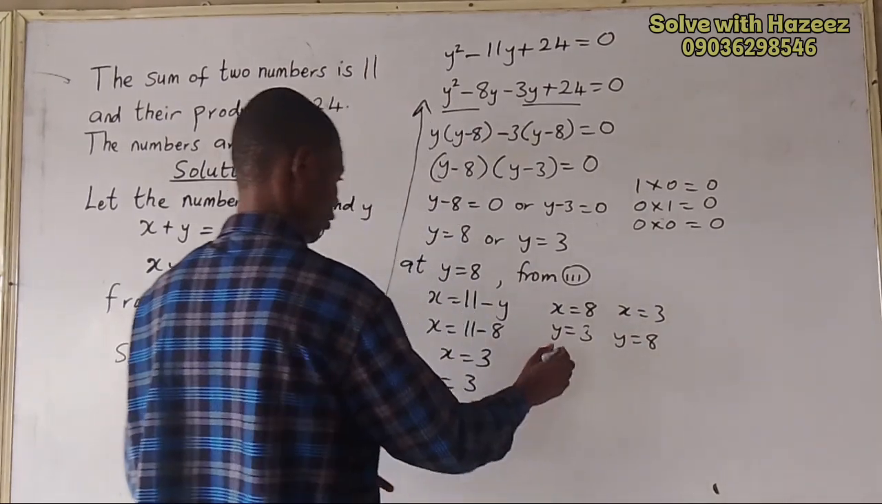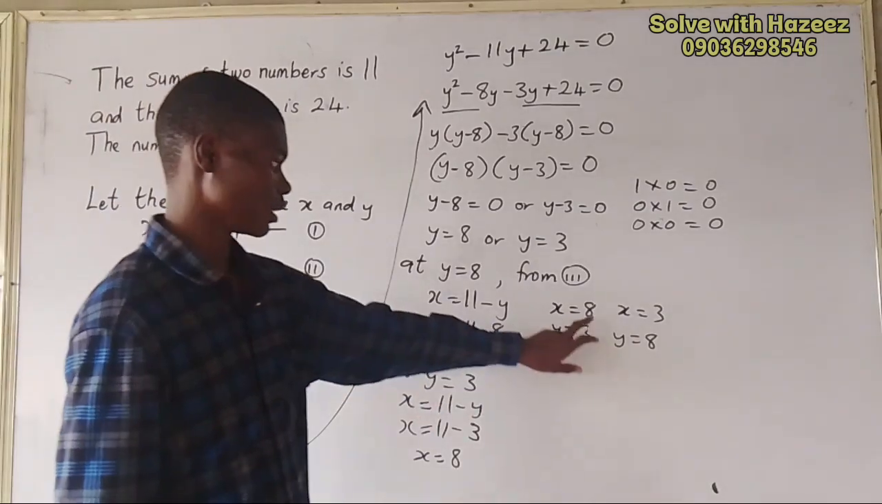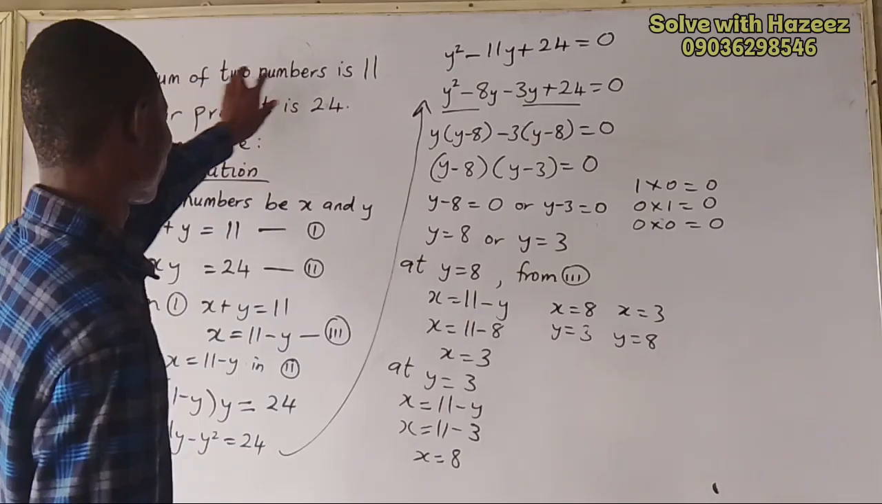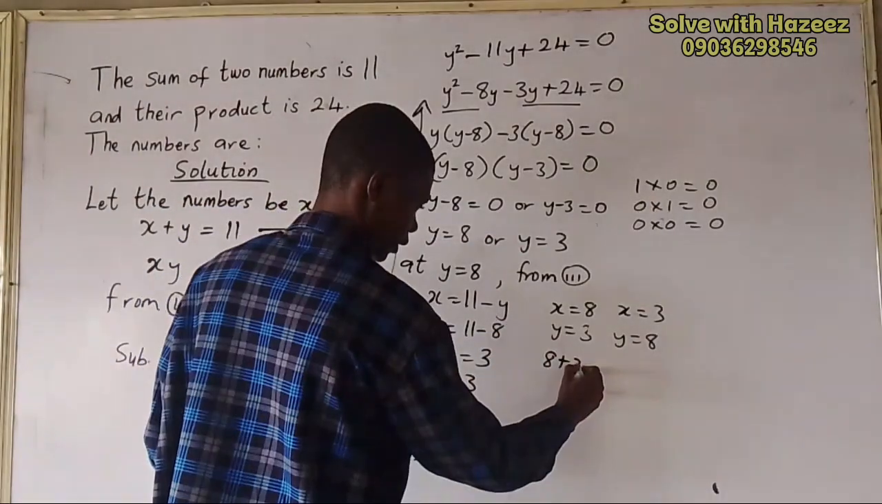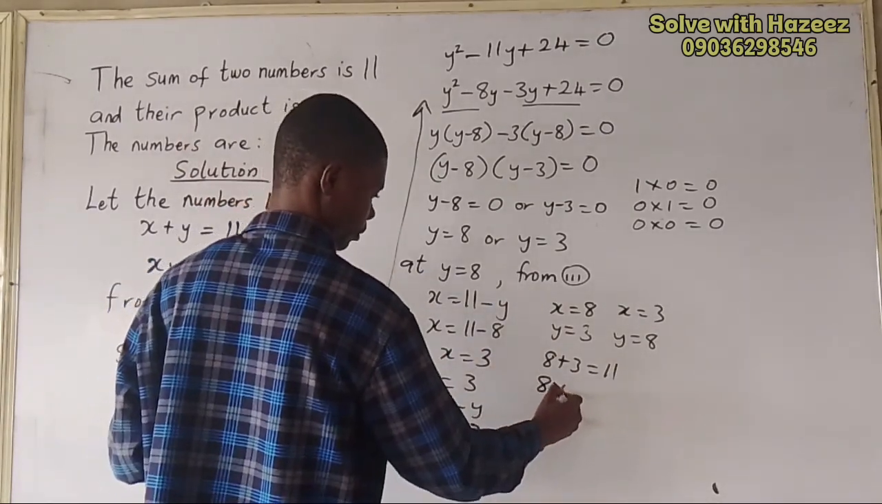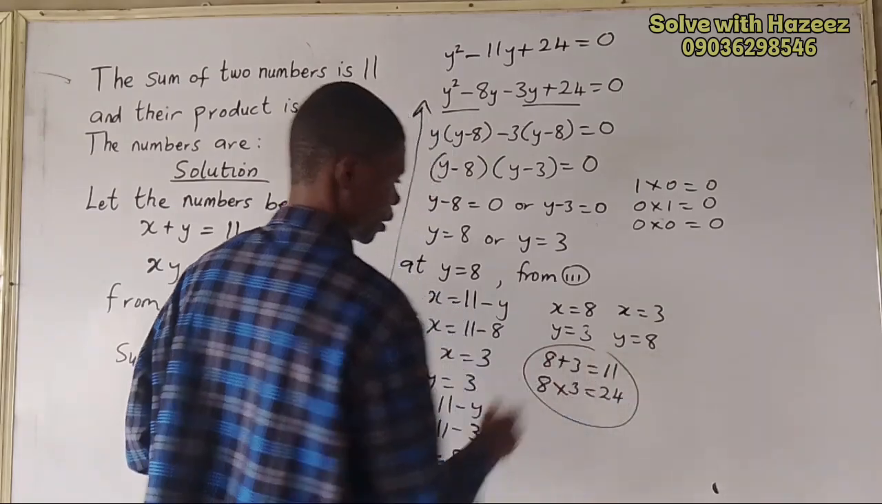So finally, we can now conclude that these numbers are 3 and 8, or 8 and 3, because the sum of the two numbers, 8 plus 3, is equals to 11. Then the product, 8 multiplied by 3, is equals to 24, and that's the answer.